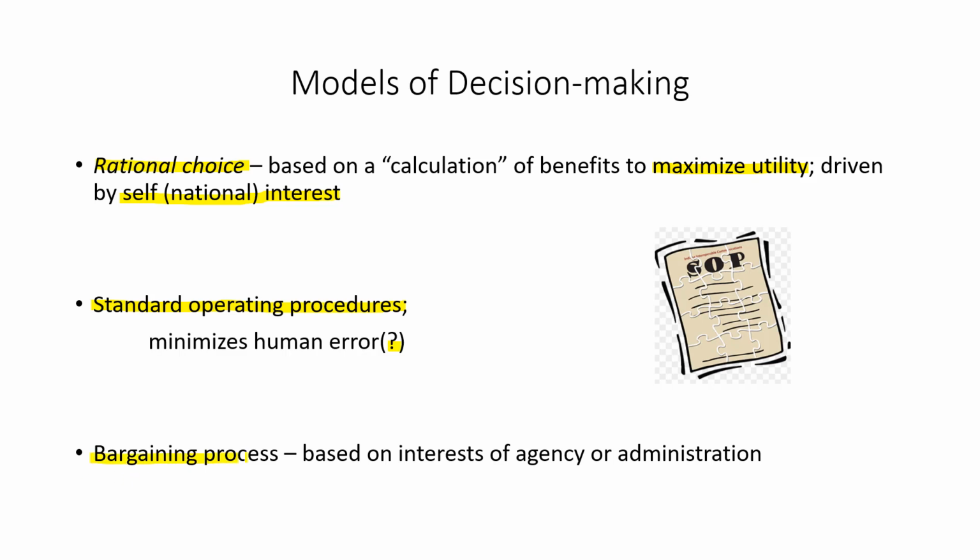Bargaining process is what states do in order to come to an agreement, whether it's trying to compromise, try to get the best deal, based on the interests of a particular agency or an administration at that particular time, or an agency's goal, such as the State Department or the Department of Treasury.